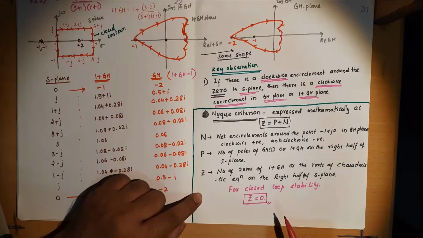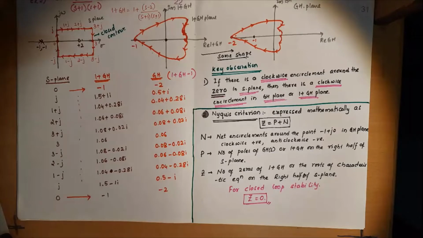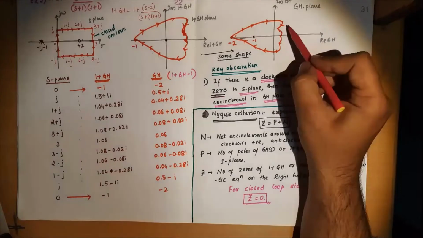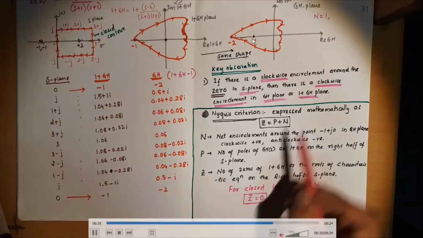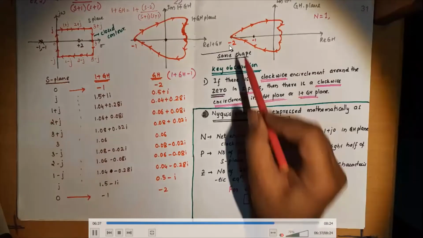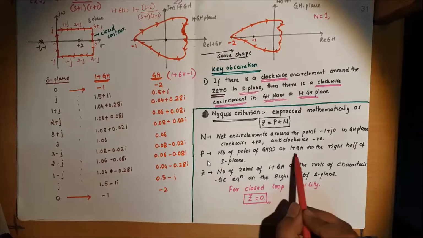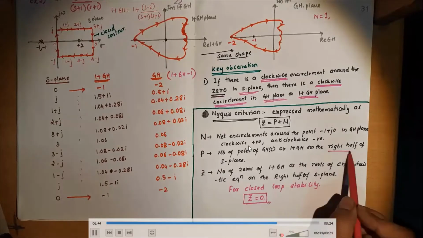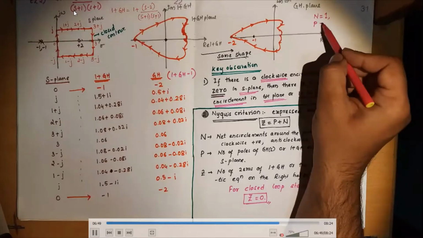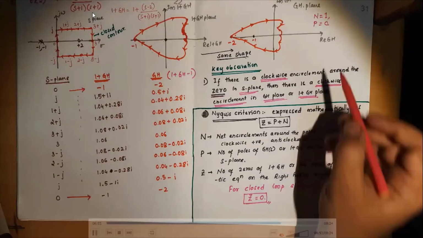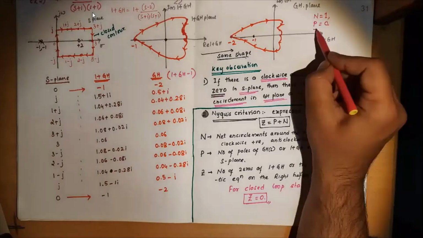So let us apply it to our system and check it out. For this particular example, there is one clockwise encirclement around minus 1. Everyone agree with that? Okay. And what is P? Is there any pole of G(s)H(s) lying in the right half? No pole is lying in the right half. So P is 0. So what is Z equal to? Z equals P plus N.